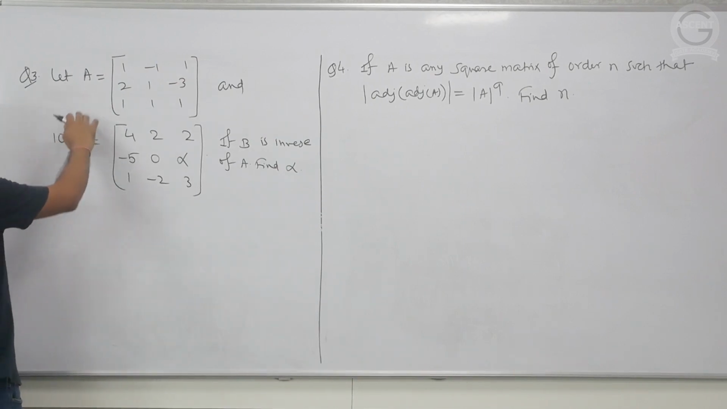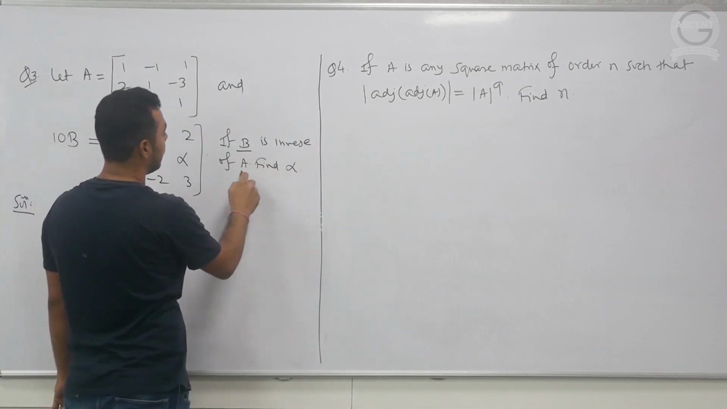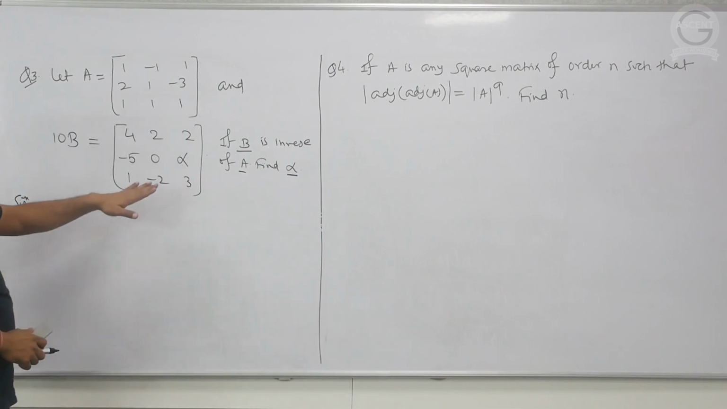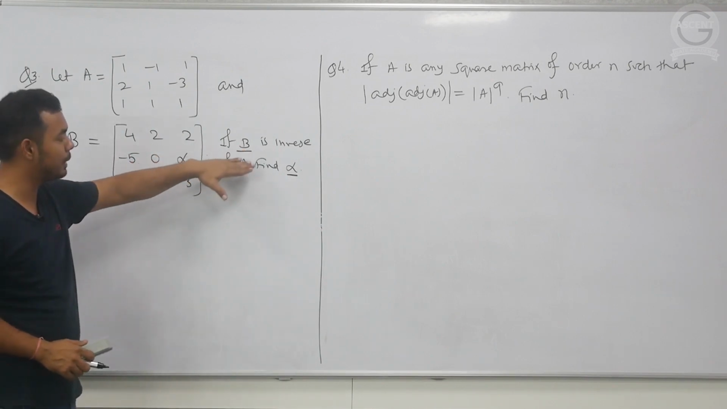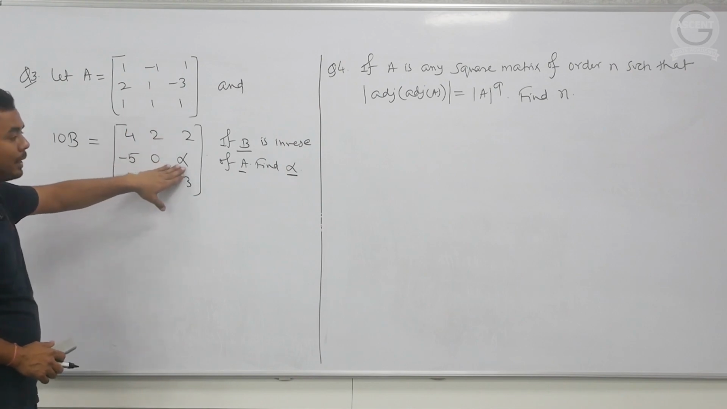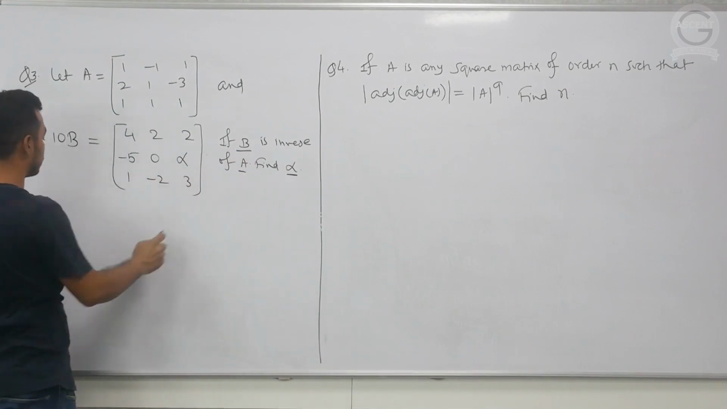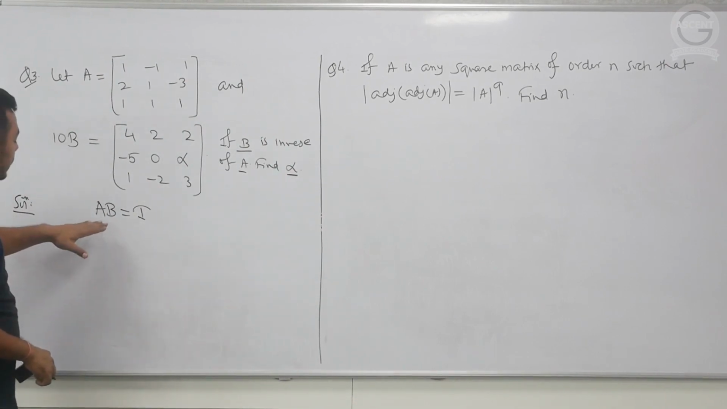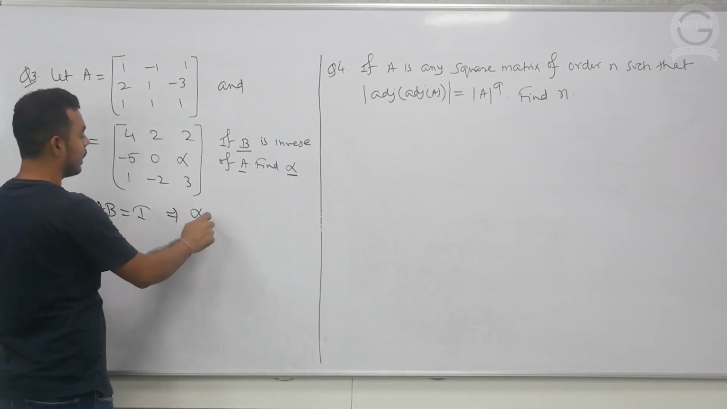This question is: a matrix A is given and 10 times matrix B is given, and it is given that B is the inverse of A. Then we have to find the value of alpha. Now see, there are a number of ways to solve this type of problem. One basic approach will be to find the inverse of matrix A and then compare these two matrices. It is given that B is the inverse of A, so simply by comparison you can find the value of alpha. Another method is that if B is the inverse of A, this means A into B will be the identity matrix. So form an appropriate equation: the product of these two matrices A and B will be identity. So from here calculate the value of alpha.